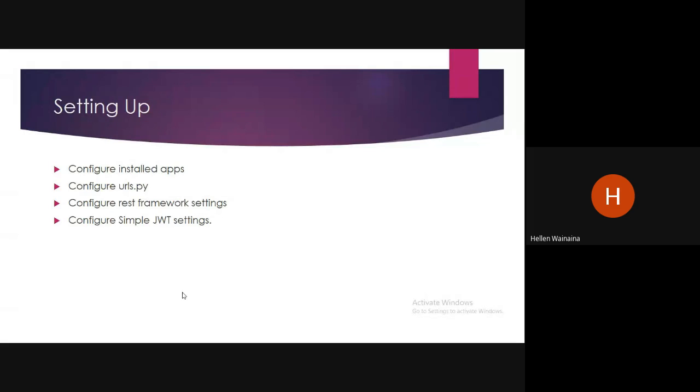So for the setting up, you have to configure your installed apps and add Django REST and also Djoser, and maybe all the apps you've created for your project. You also need to configure URLs to add the Djoser URLs. We will see how all that is done. And you also have to configure REST framework settings to set the default authentication class. And also you have to configure the simple JWT to add the headers and access token lifetime and all that.